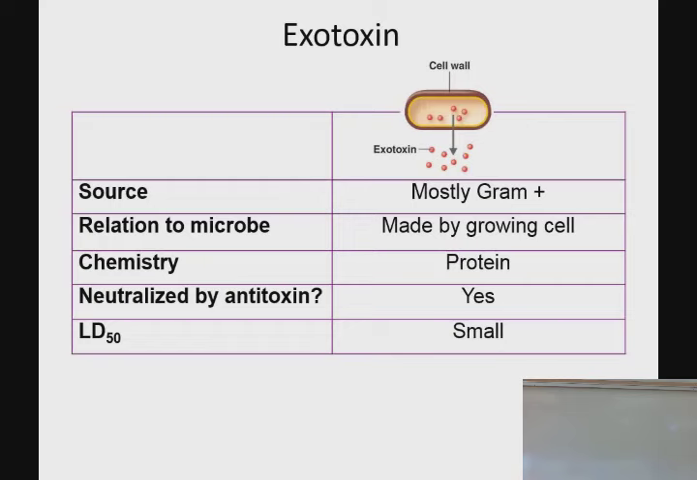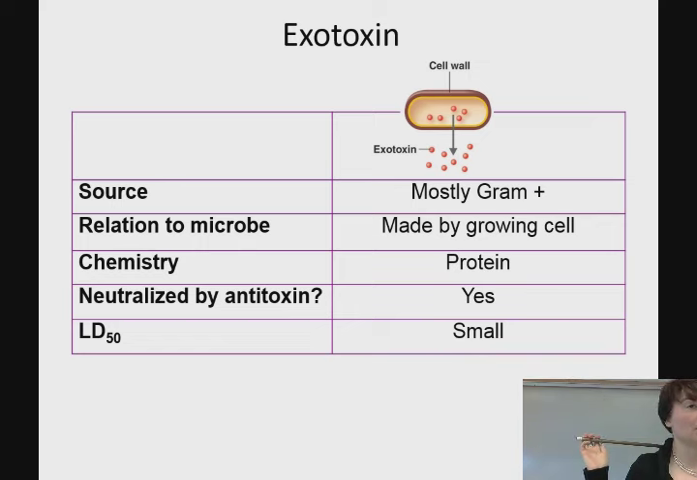Not all of them, because remember that toxins are encoded by genes, which could be on plasmids or could be transmitted by phage. So they could certainly be taken up by a gram-negative. They're made by the cell. They're made of proteins. They can be neutralized by antitoxin. They have a very small LD50. What else do we know? If we wanted to inactivate them, what could we do?